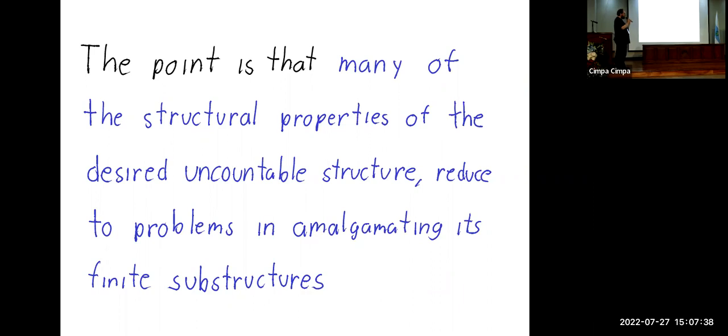Okay, so now the point is that many of the structural properties of the desired quantum structure that we're going to get reduce to problems in amalgamating its finite substructures. Well, this slide may not make much sense right now, but once you know how these types of constructions are done, you'll see that it makes sense.